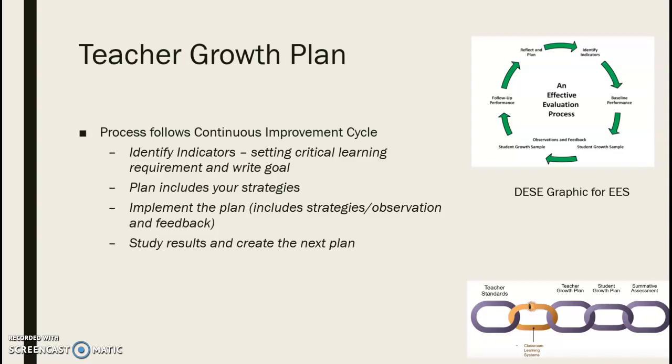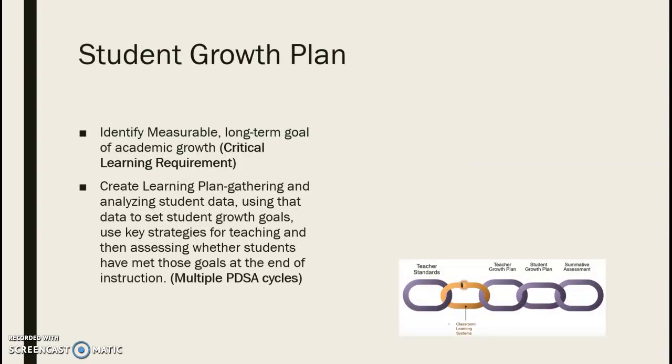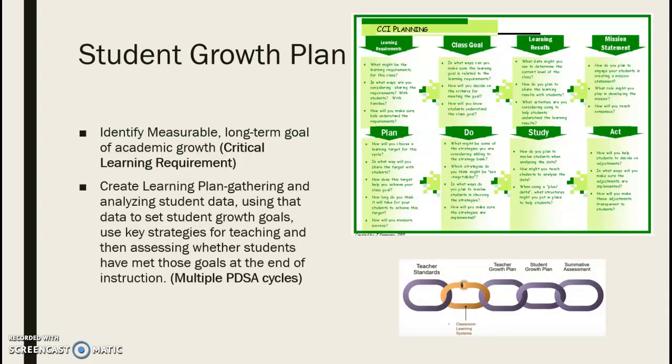So as you can see, the state of Missouri has required us to use continuous improvement principles in teacher growth plans. When we look at the student growth plans, we are identifying those measurable and long-term goals. When you have classroom learning systems, you've already done that. That is your critical learning requirement. So those can be right in there.